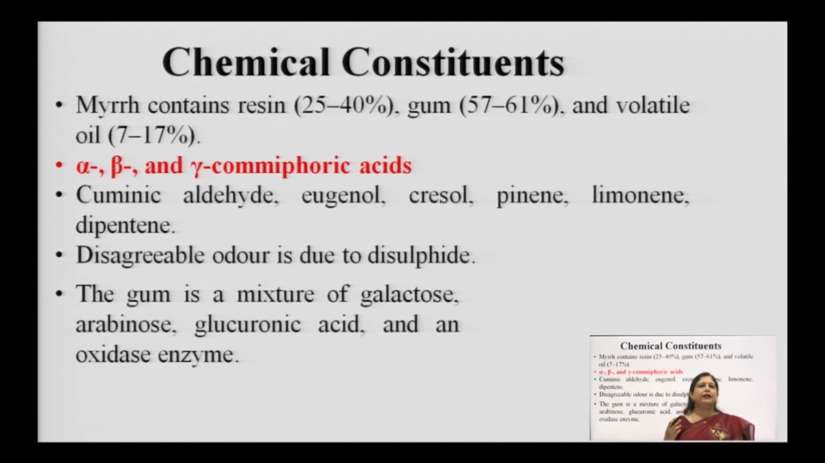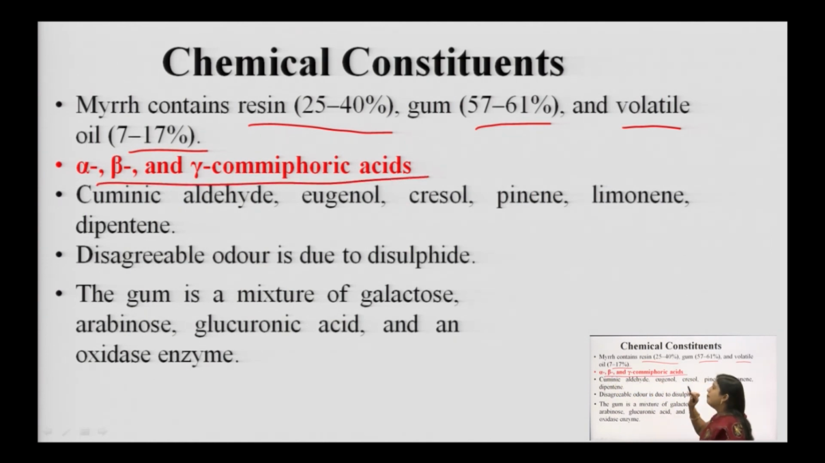So, these are the main characteristics of myrrh, and the main chemical constituents are that it contains resin about 25 to 40%, gum about 57 to 61% and volatile oil about 7 to 17%. So, again it is an oleogum resin, because we have resin, gum and volatile oil present in this particular substance, and it is a mixture of 3 resinous acids, that is commiphoric acid alpha, beta and gamma, which are isomeric in nature. So, commiphoric acid is the main chemical constituent, and there are 3 types of commiphoric acid, alpha, beta and gamma.